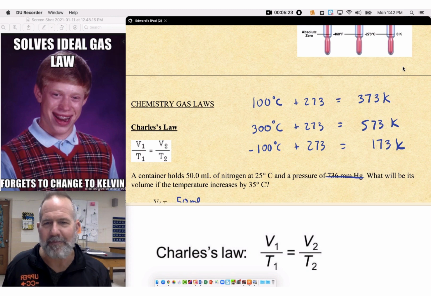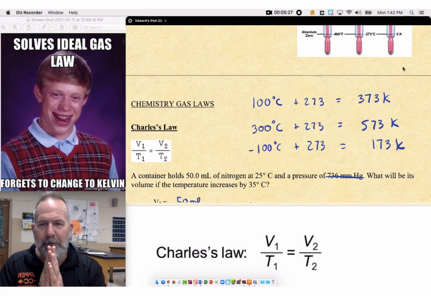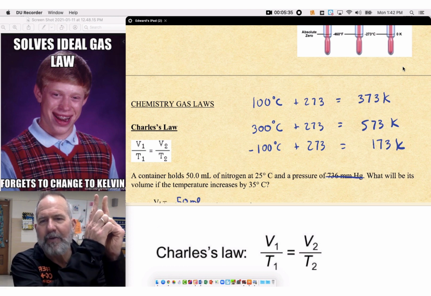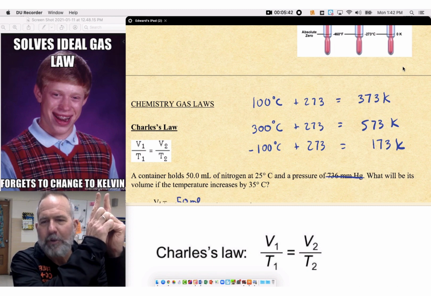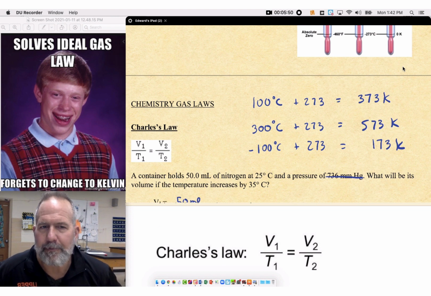Simple as that. Now, because this is a relationship between the true energy and the volume, you have to use Kelvins every single time in gas laws, because we're measuring the energy of motion of those particles, and we need to have the true scale, the scale that starts where 0 is 0 motion. Okay, keep that in mind.